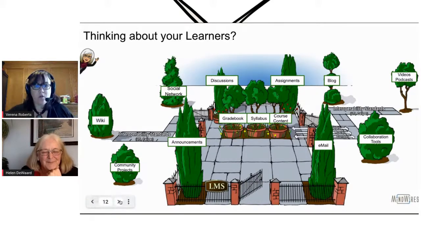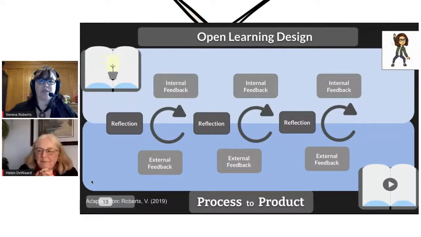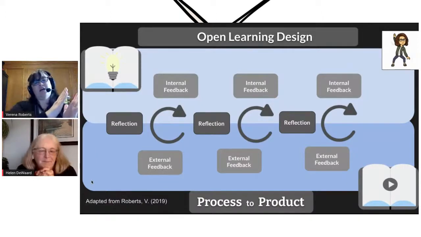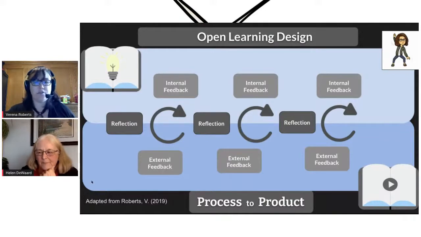And from the oldie, sorry, for the next slide, I have modified the open learning design, and in the courses it looks more like this. So you're seeing a continuum from process to product, that balance between the two. And to do that, you think about internal feedback and external feedback and a reflective process over and over in iterative stages that you're constantly checking in throughout the course.